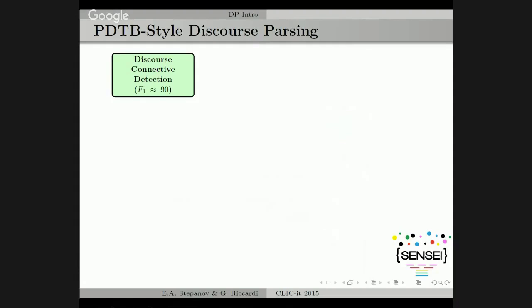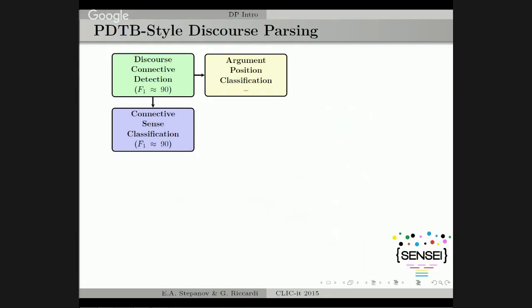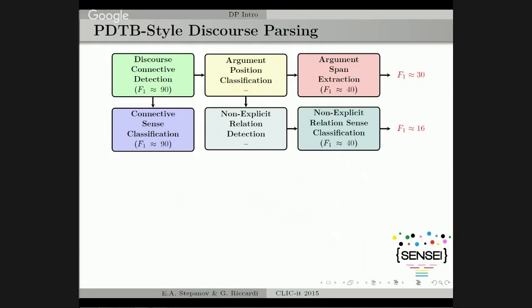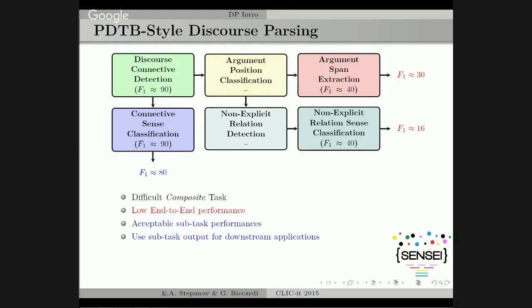However, when we look at discourse parsing in PDTB style, we see that it is a complex structure. It has several tasks with different performances, and given the error propagation, at the end we have an F1 of 34 for explicit relations and 16 for implicit relations. Obviously, this is really hard to make use of for anything. However, when we take only two subtasks, like discourse connective detection and their sense classification, we have acceptable performance.